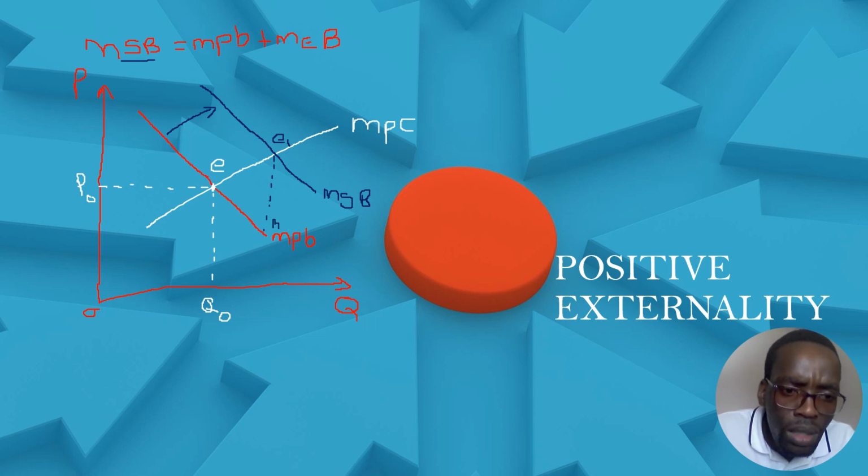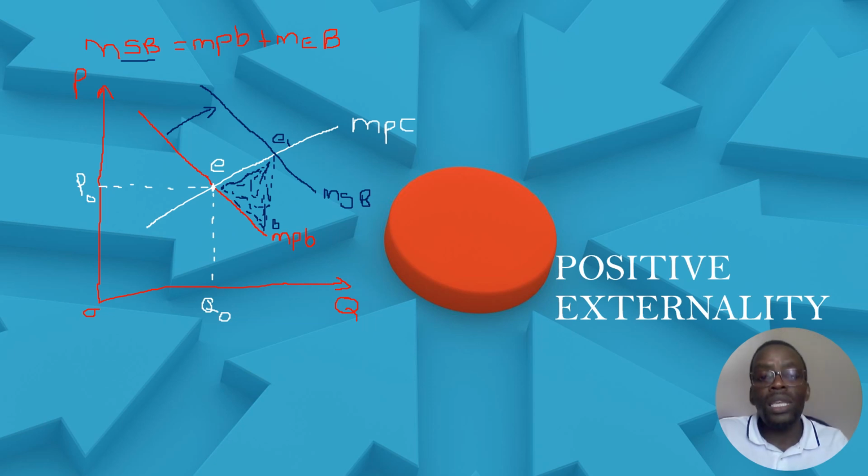Now this area that is E1 and B is the area that represents our positive externality. This whole area that you are seeing here is what represents our positive externality, which is the external benefit that is going to be enjoyed by third parties, the people that were not involved in the transaction. So in the exam, learners, it's important that you indicate the area that is representing the positive externality.